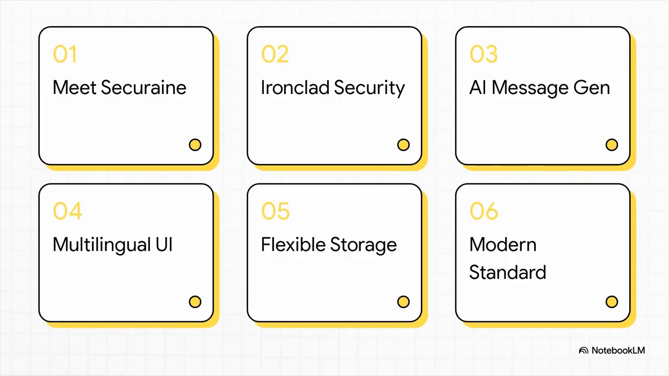Okay, let's dive into this roadmap. Here is what we're covering today. First, we'll meet Securiane. Then look at its ironclad security by design. Explore the AI-powered message generation. Check out the multilingual and accessible UI. Go over flexible storage and deployment, and finally wrap up with the modern communication standard.